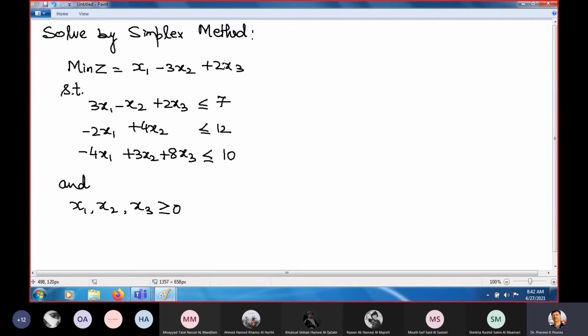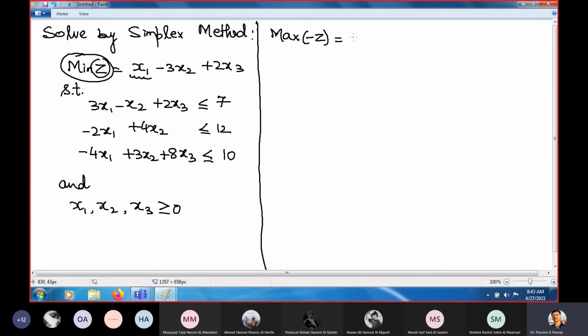So what is step 1? Here step 1 is you need to change the minimization problem into a maximization problem. So what we are going to do? In place of minimization of Z, we are going to write maximum of minus Z. So minus Z is there, you need to multiply by negative. X1 will be minus X1.